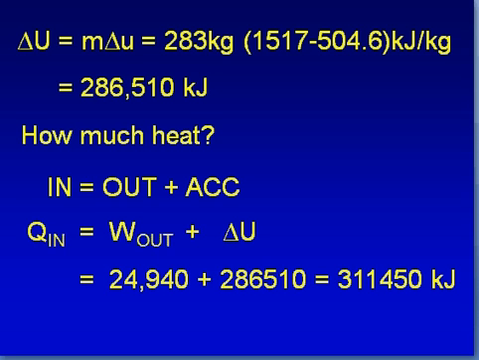Now you have the work calculated from the integral of P dV. You have the delta U calculated from the property data, and the question is, how much heat did you have to put in? So just apply your energy balance. In equals out plus accumulated. The work was out because it was expanding, and the gas was doing work against the load in the surroundings. And so Q in equals W out plus delta U, and we can solve for Q in, which is 311,450 kilojoules. So in order to produce 24,940 units of work, we had to put in 311,000 kilojoules of heat.